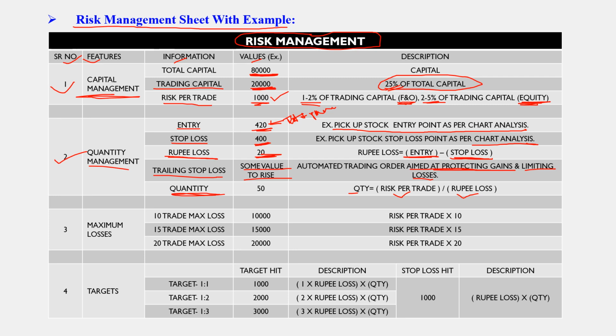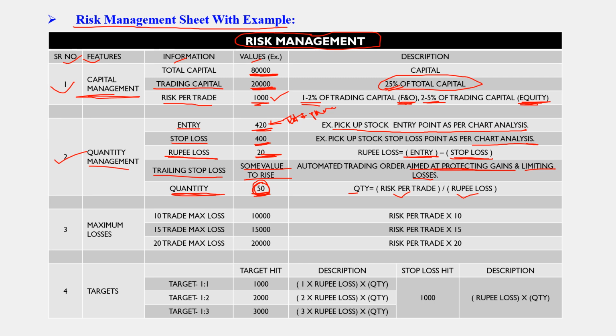This 1000 is the risk per trade, and the rupees loss is also calculated through entry minus stop loss. So we calculated 50 quantity for the Tata Power share. Means we already calculate all the management before the trading: how much amount, how much quantity we need to buy.